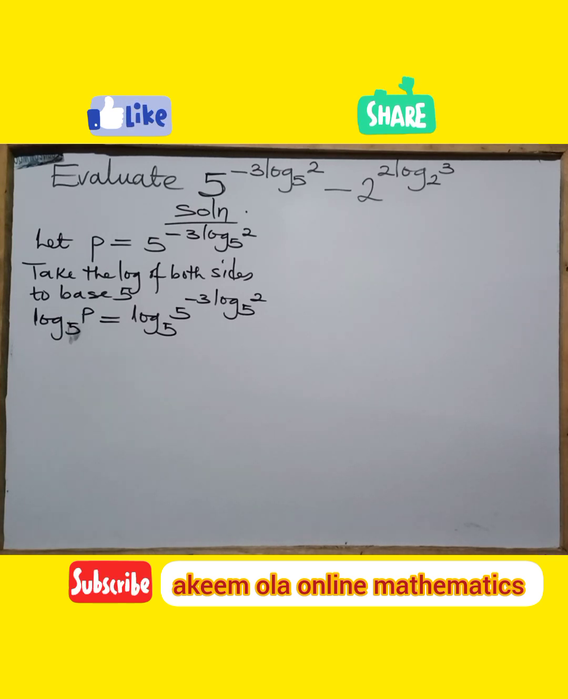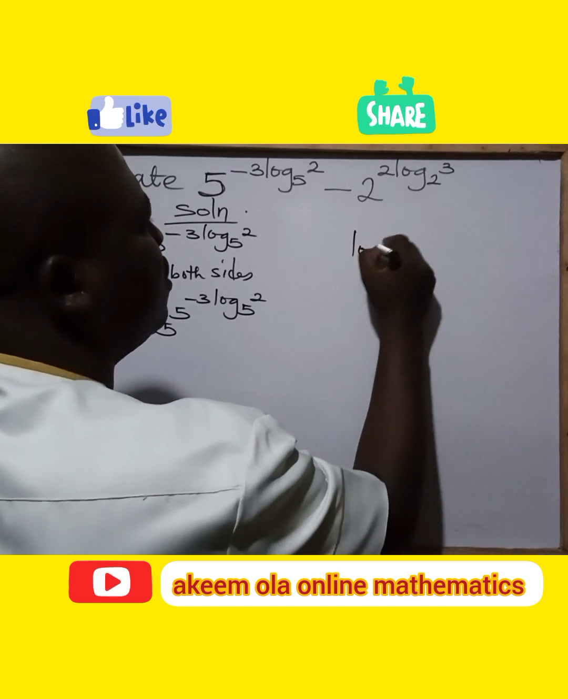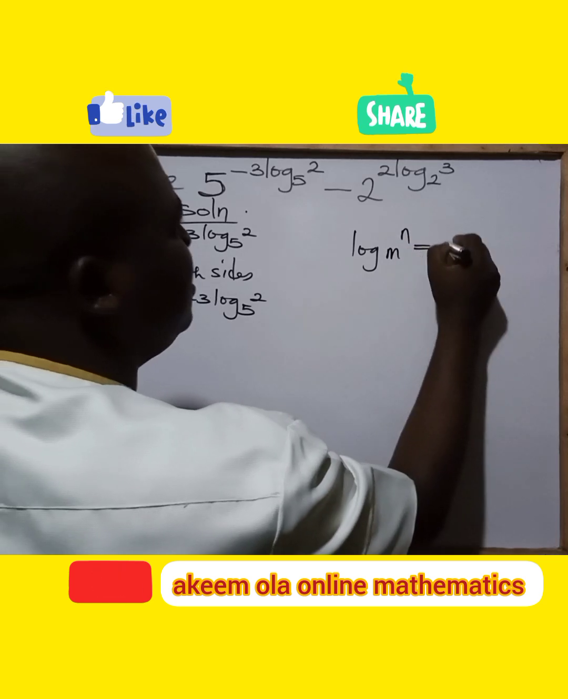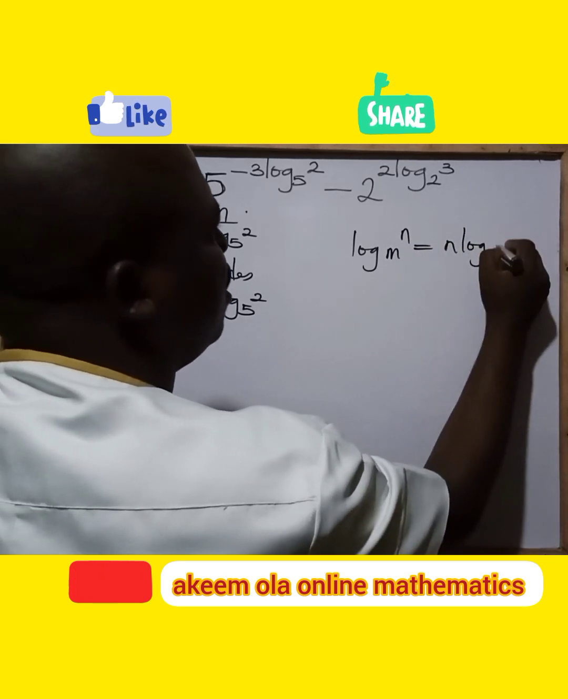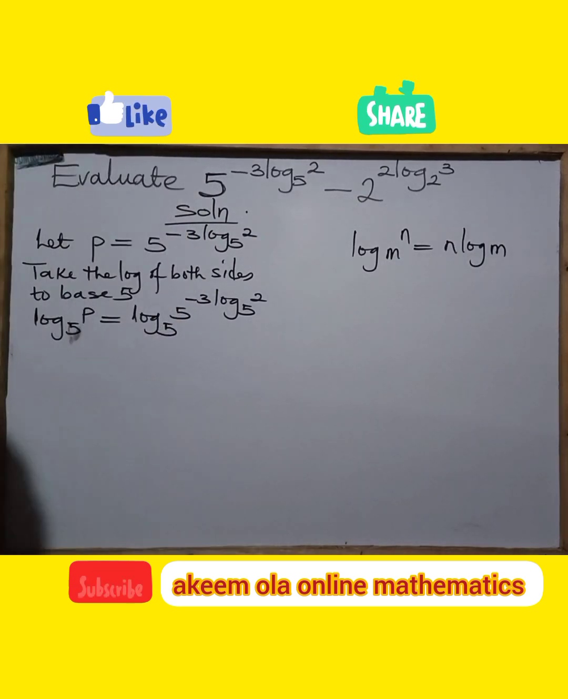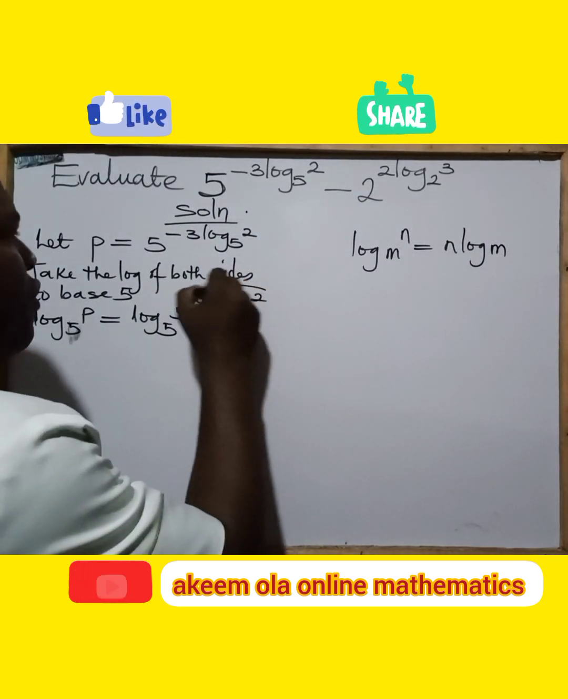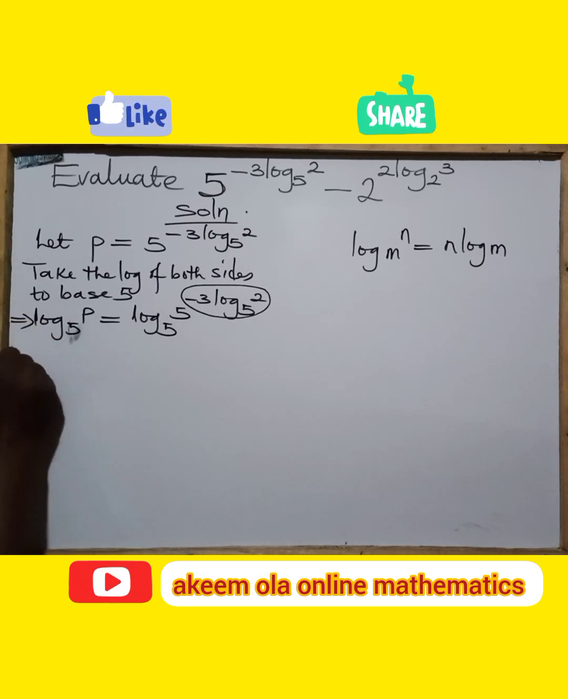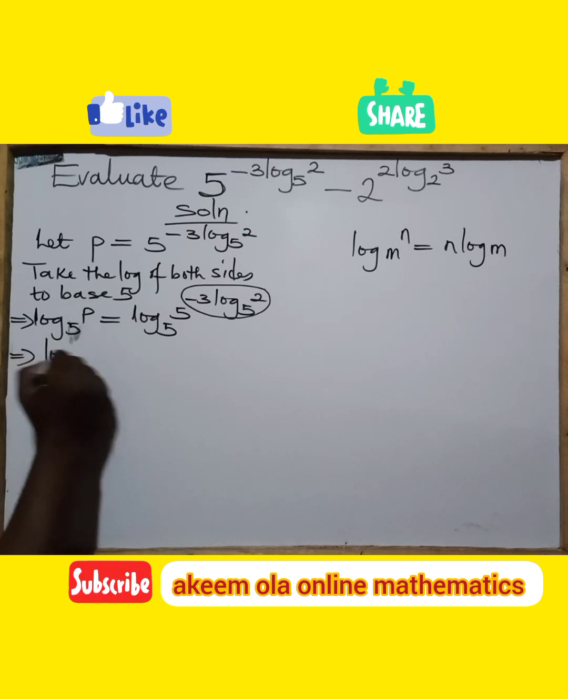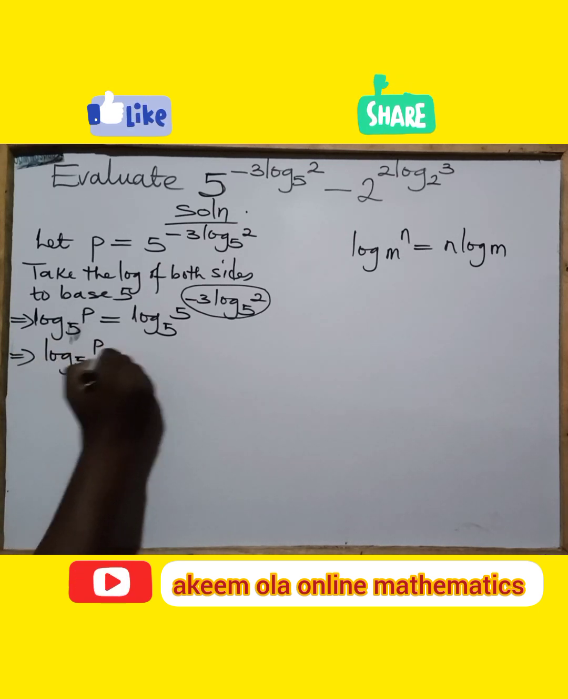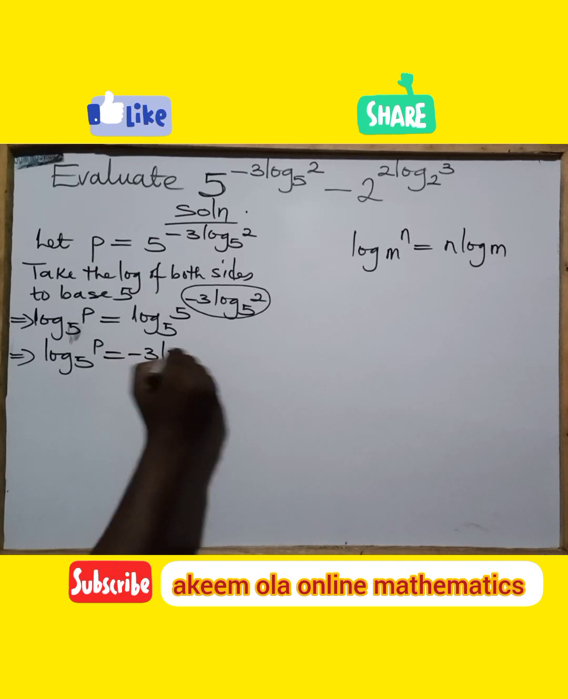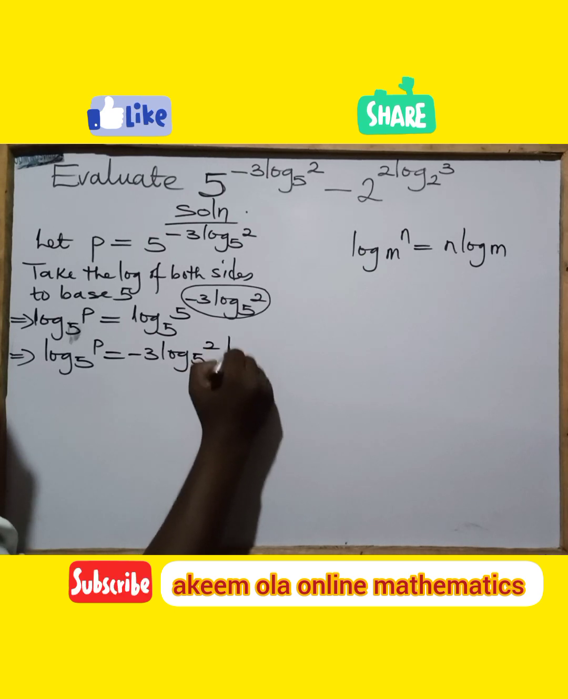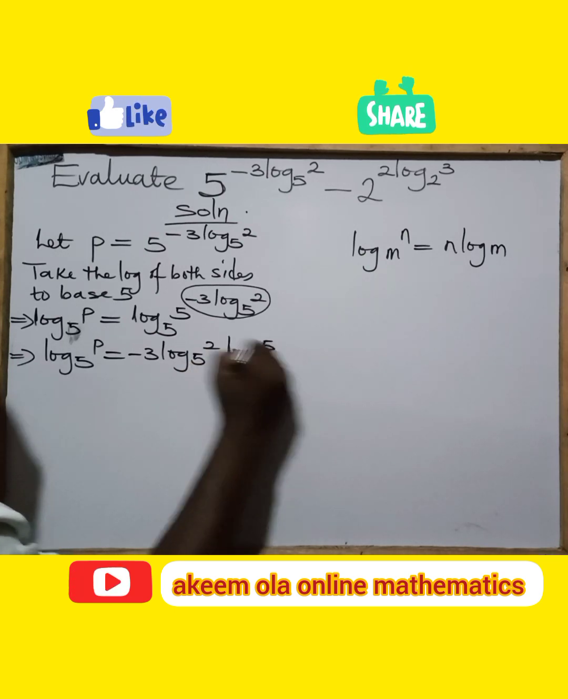From here, according to the law of log, when you have something like log m raised to power n, it means n log m. So from here, this power will move to the back of the logarithm sign. So we are going to have log 5 P is equal to minus 3 log 5, 2, then I'm going to have my log 5, 5.